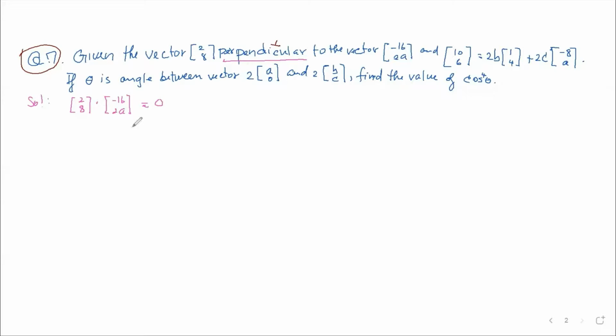From the definition, go back and see the last handout. So the formula is this times this plus this times this. So we have 2 times negative 16 plus h times 2a equal to 0. So it becomes 16a, and this one equals what?